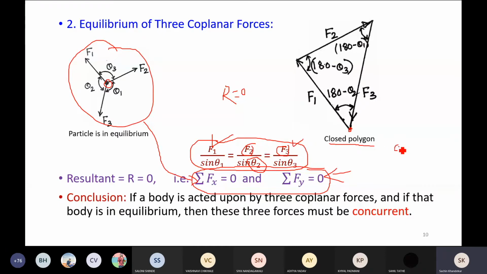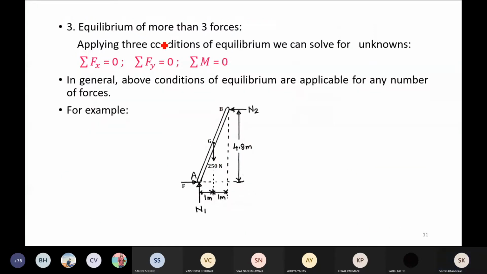If a body is acted upon by some n number of coplanar concurrent forces, 1, 2, 3, 4, 5, and so on, then to solve the unknowns you can in general apply these two equations, Fx equals 0 and Fy equals 0. So ultimately we have two equilibrium equations, so we can solve for a maximum of two unknowns. Please note that. From this discussion we can conclude that if a body is acted upon by three coplanar forces and is in equilibrium, then these three forces must be concurrent. This is a very, very important conclusion, right?